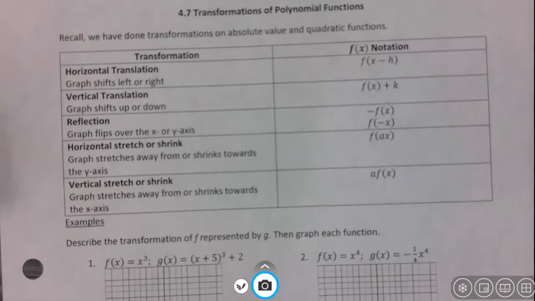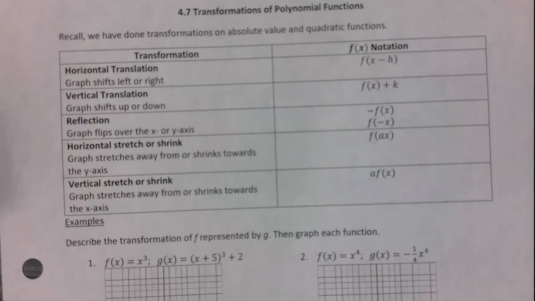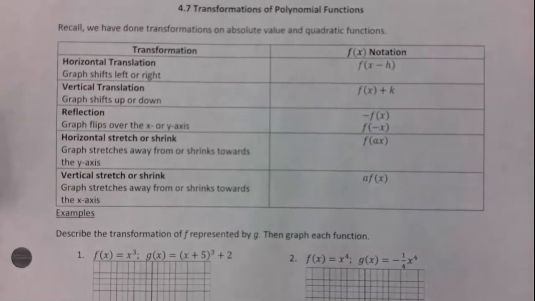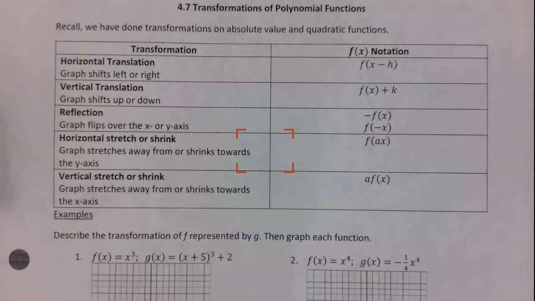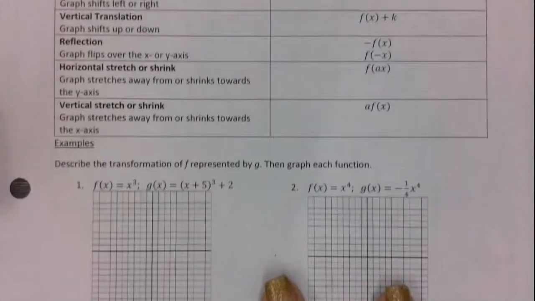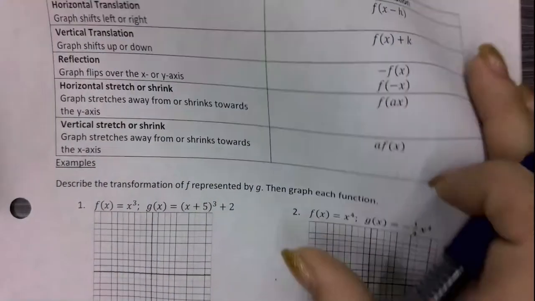So today we are doing transformations on polynomial functions. We've done this before with linear functions, absolute values, and quadratic functions. So this should look very familiar. Okay. So if I look at number 1, this is just summarizing all the different kinds of transformations we had.